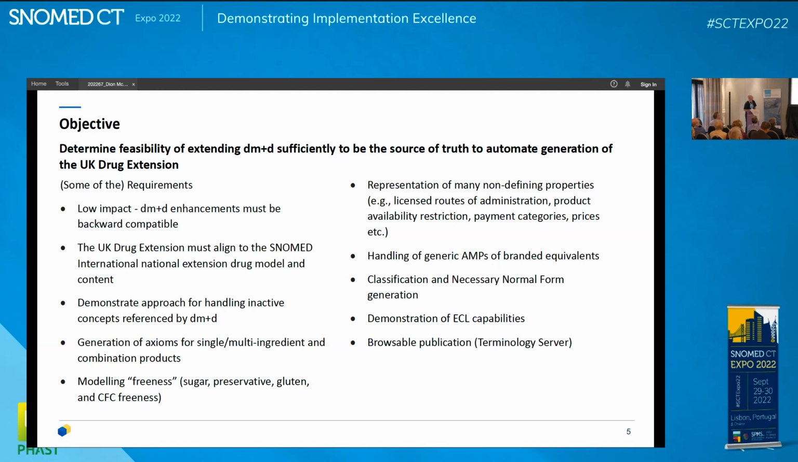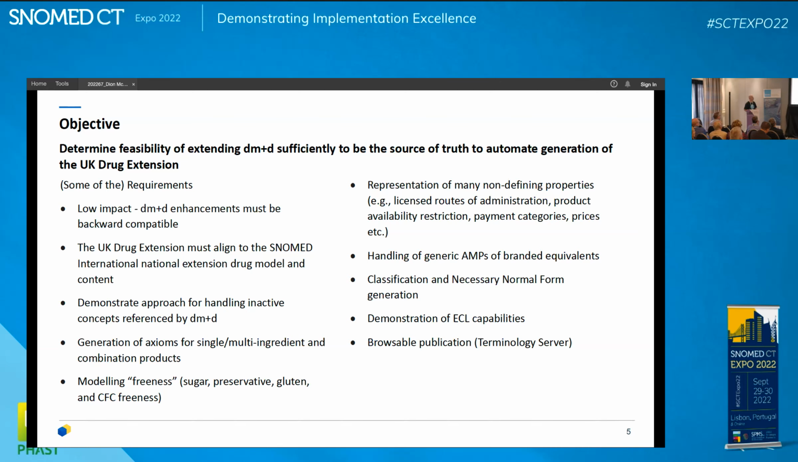So in terms of the objective, obviously the dm+d is heavily implemented. We had to come up with a way of making the dm+d a sufficient source of truth to be able to forward generate the drug extension so that there was no human interaction there. So that meant that dm+d needed to be enhanced to include this extra information.